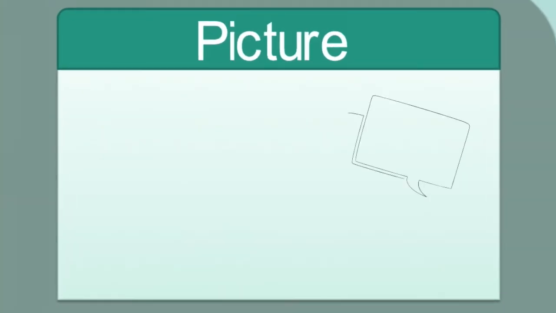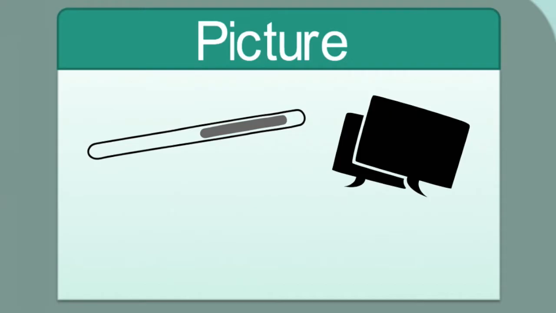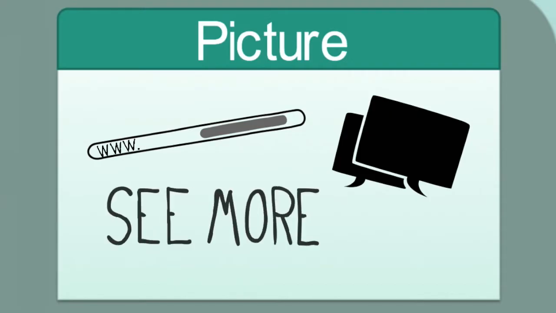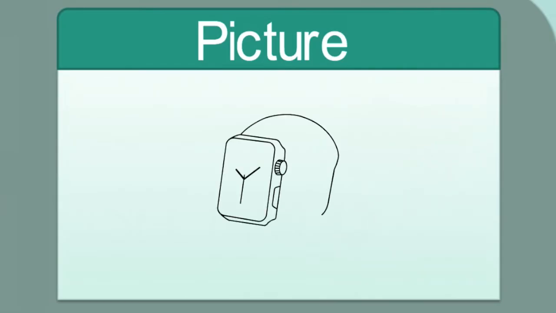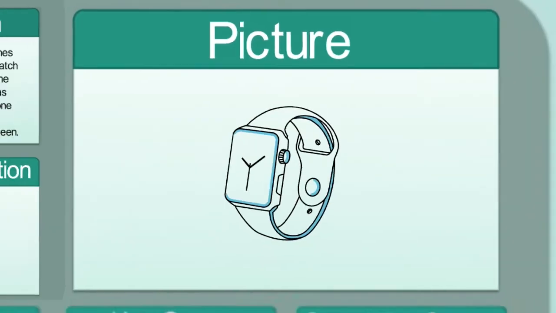The picture shows a brief sketch or icon to improve communication. It may also contain a QR code or a link to other visualization methods, for example, video clips. That's how the picture of the Apple Watch could look like.